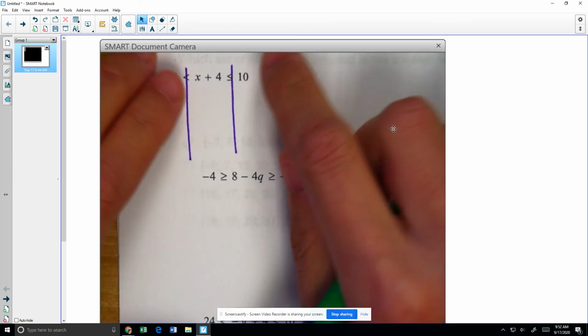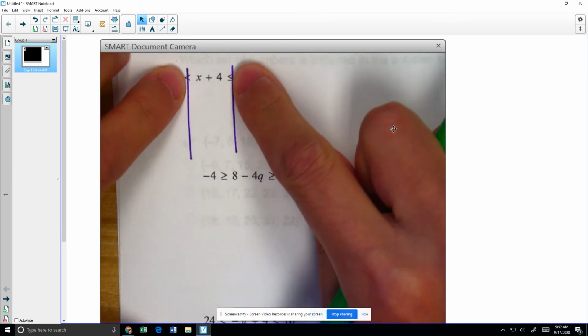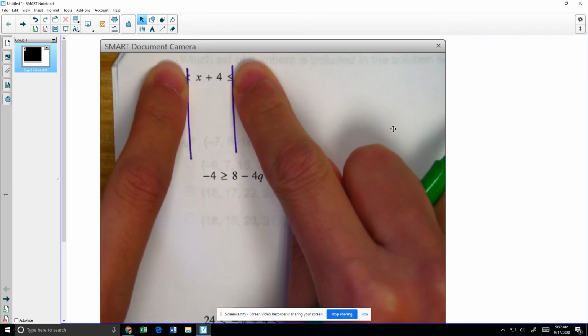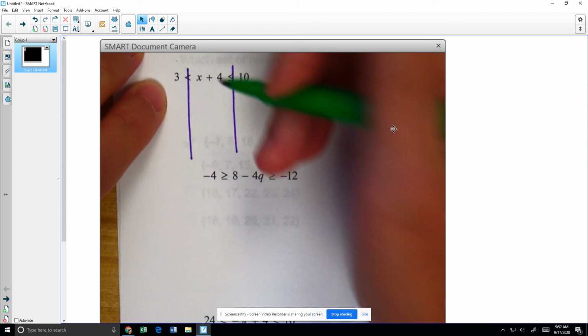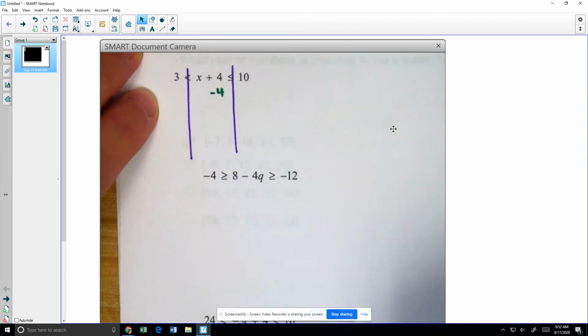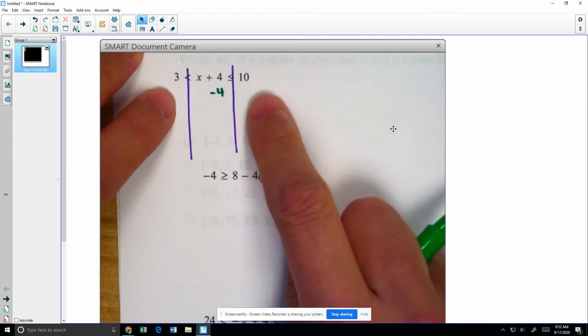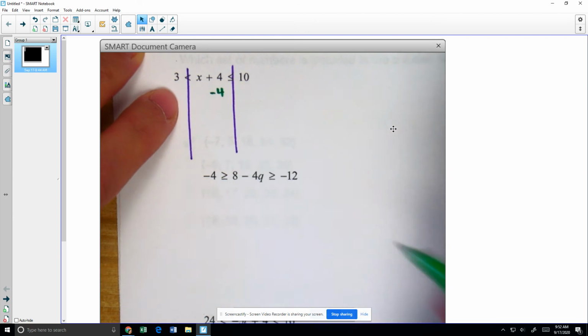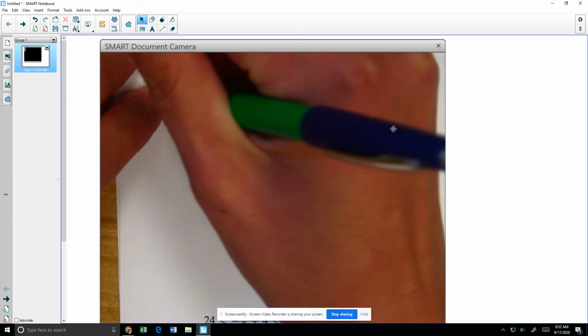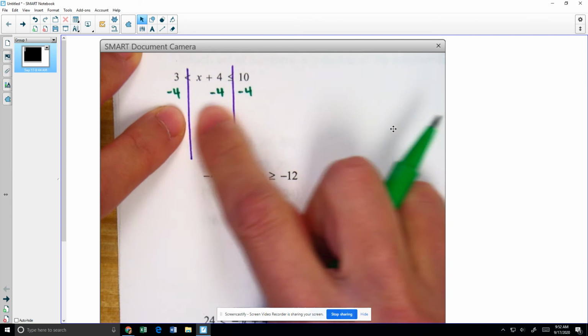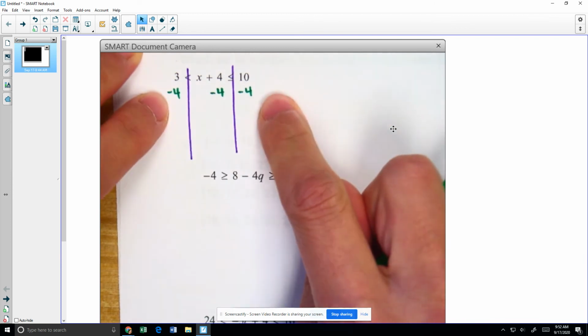Subtract 4 from all 3 sides. Do you see how 4 is on the same side as x? So 4 is the one that needs to go because I want x to be by itself. Since it's plus 4, I'm going to minus 4. But wait, I have multiple sides. If you have more than one side, you're subtracting 4 to everything. Notice how I'm subtracting 4 to the left and to the right side. That's the new thing for today.